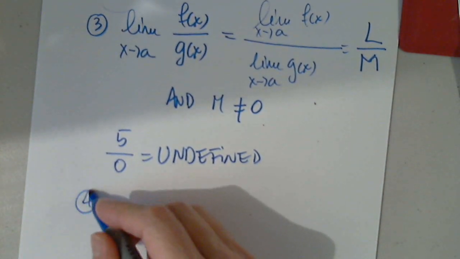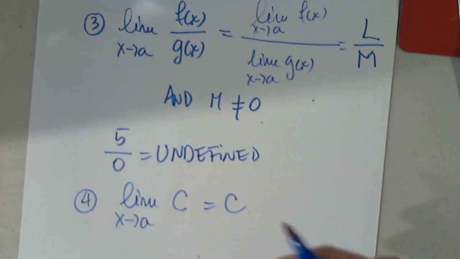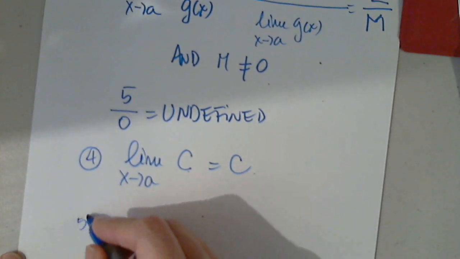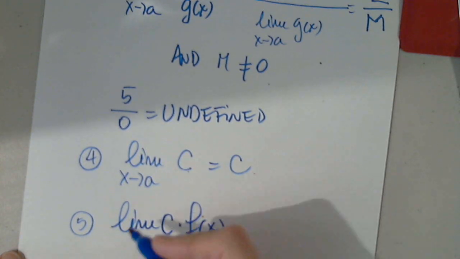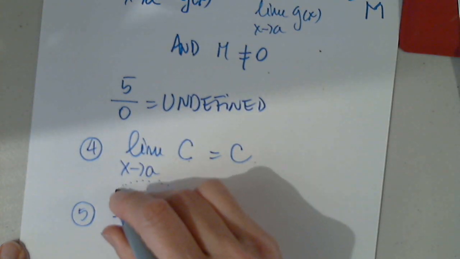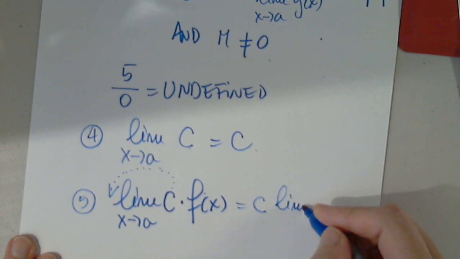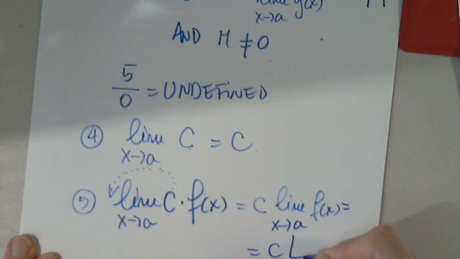Number 4, the limit of a constant as x approaches a is the constant itself. I don't think that this should be a limit law, but it's common sense, but it's considered a limit law. So then, limit of a constant multiplied by f of x as x approaches a from either side. The constant can go in front as a factor. So this will be c times limit of f of x as x approaches a, and now I can write c times L.